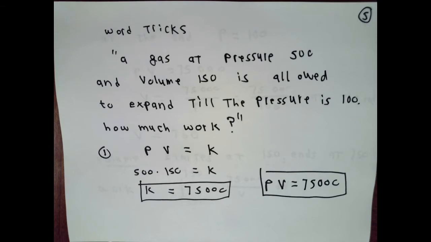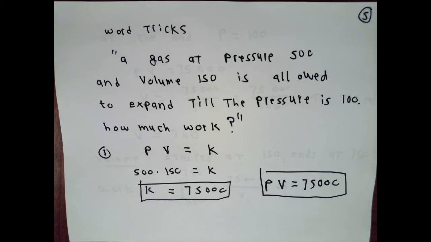Some attention needs to be paid to the wording at times, though. A gas at pressure 500 and volume 150 is allowed to expand till the pressure is 100. How much work is done?